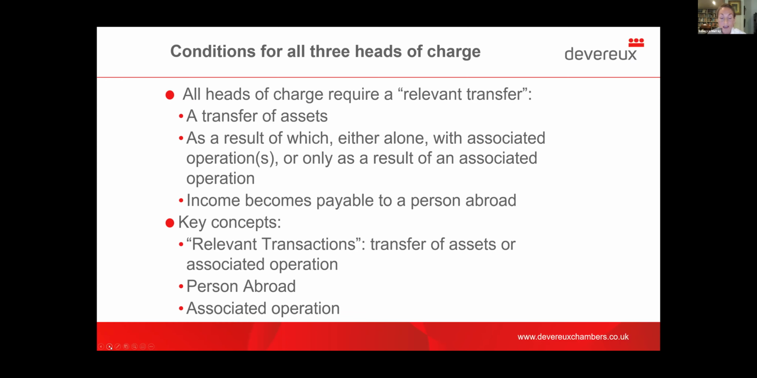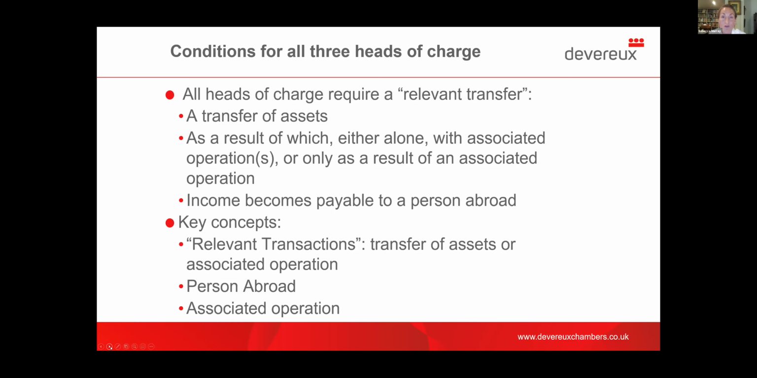So it may be that income would not have arisen abroad but for a particular transfer, but that does not necessarily mean that income arises as a result of the transfer. So it may arise as a result of something else. And then the question we would have to ask would be whether that something else is an associated operation.